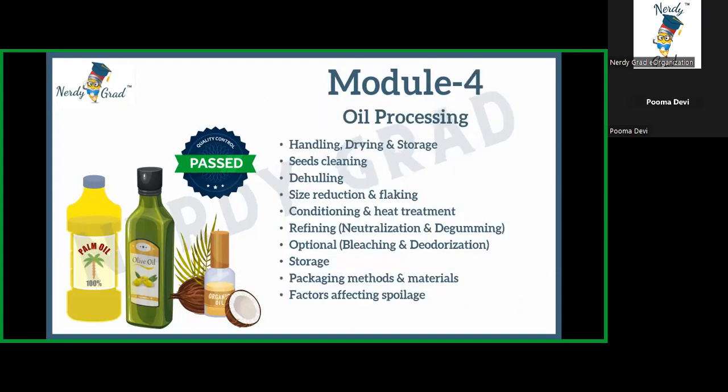This is module 4 based on oil processing. This includes handling, product drying and storage, seeds cleaning, dehulling, size reduction and flaking, conditioning and heat treatment. Refining includes neutralization and degumming. And optional steps are bleaching and deodorization. Lastly comes the storage. After this, packaging, methods and materials, factors affecting spoilage.